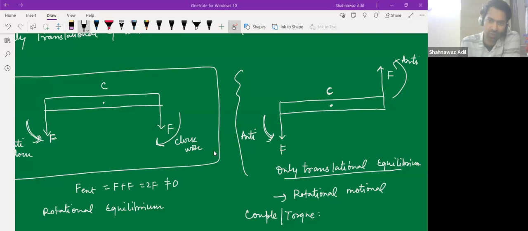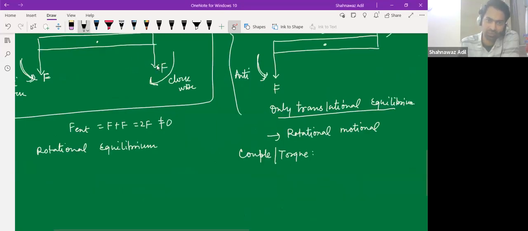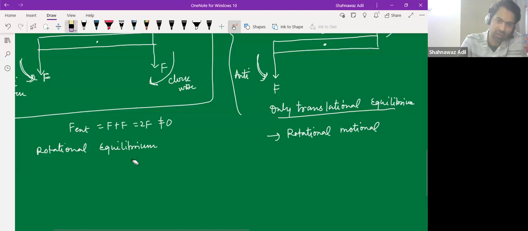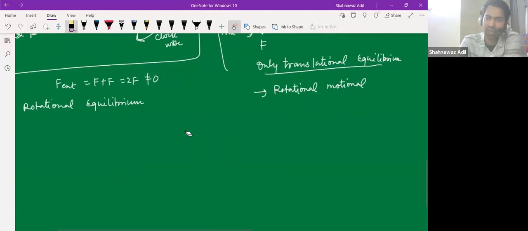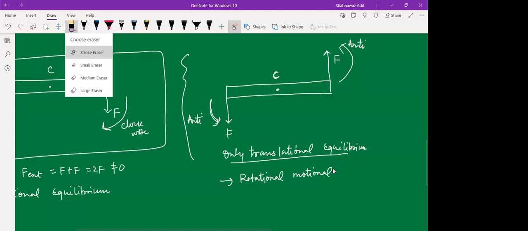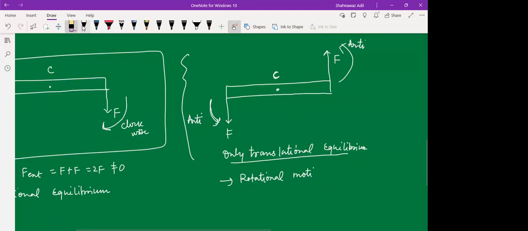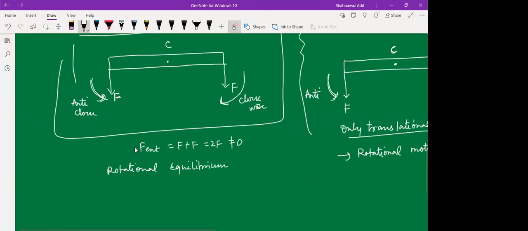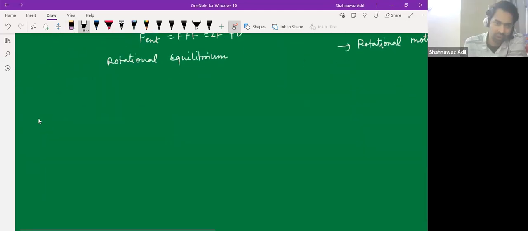So what is a couple? Let me write it in here. You guys understood that it will only have a rotational motion, right? What is a couple or a torque? This is an example of a torque, right?